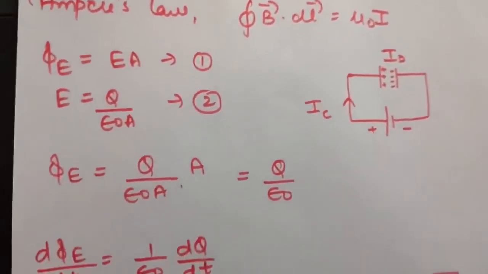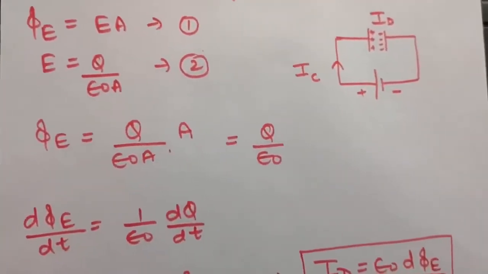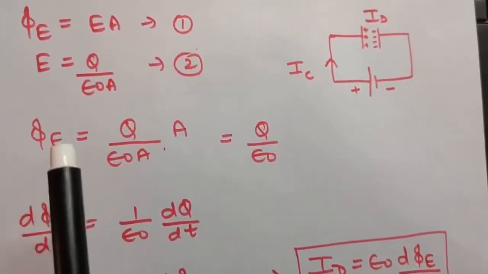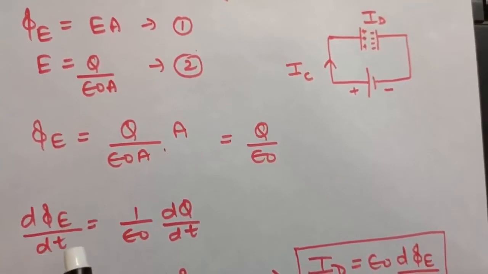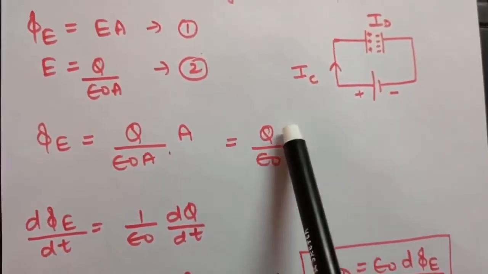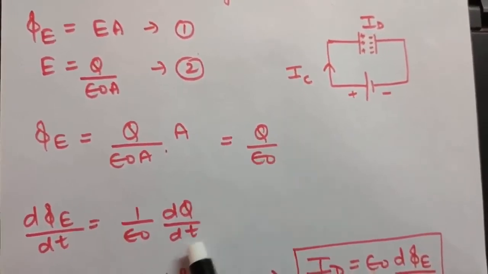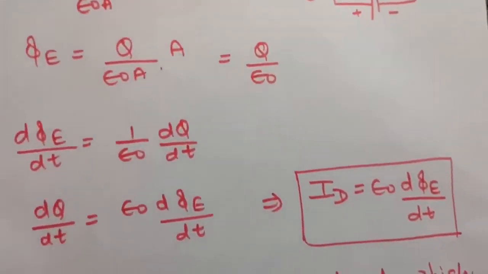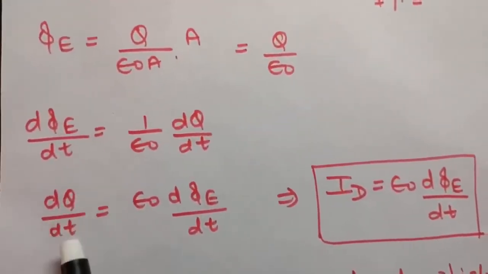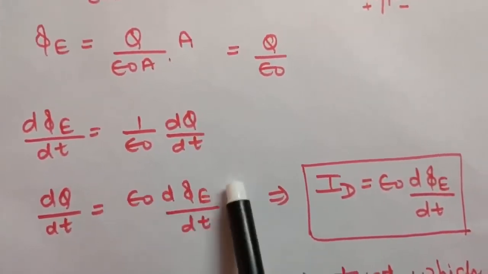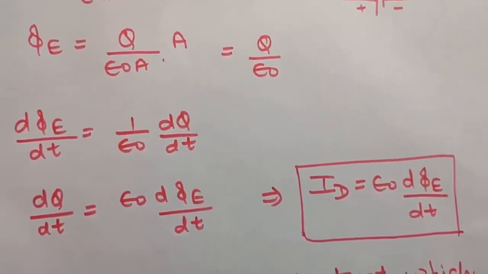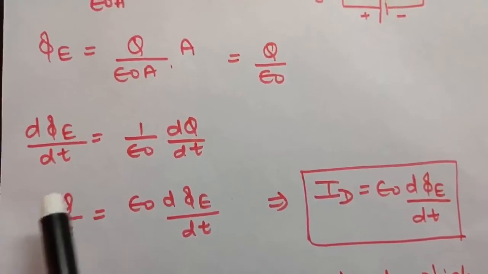Okay, now differentiating both the sides. When you differentiate phi E with respect to time, you will get d phi E by dt. And when you differentiate the right side with time, you will get 1 upon epsilon naught, because that is constant, into dq by dt. So calculate dq by dt from here. It will come to be epsilon naught d phi E by dt. And now you know dq by dt is nothing but current.